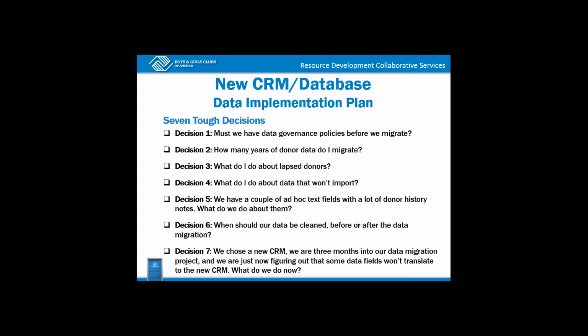You may have a couple of ad hoc fields with a lot of donor history notes in them. So what do you do with them? Because a lot of times those won't translate into your new database easily. So one of the recommendations would be to export this data into a spreadsheet and review it and see if it has meaningful data or if it's just a way you've been maintaining data because your old database wouldn't do what you needed. So if you find value in it, then it's important to import into your new database and find a field that will translate effectively in order to pull that.